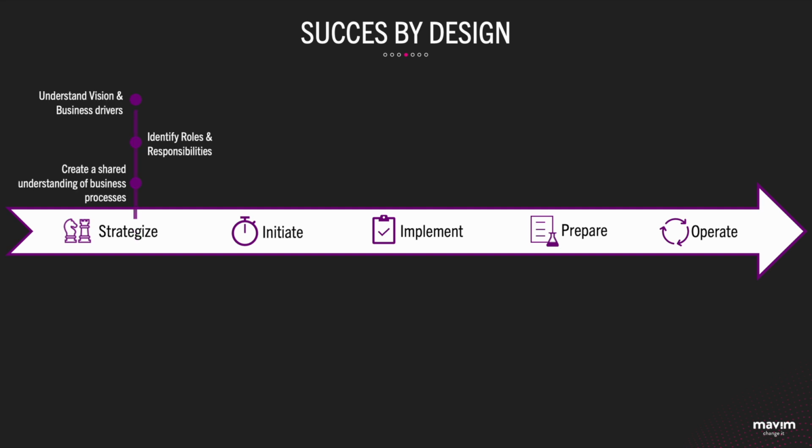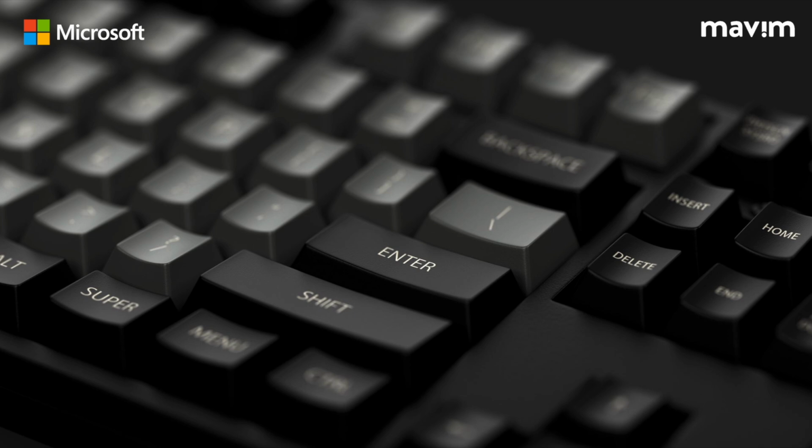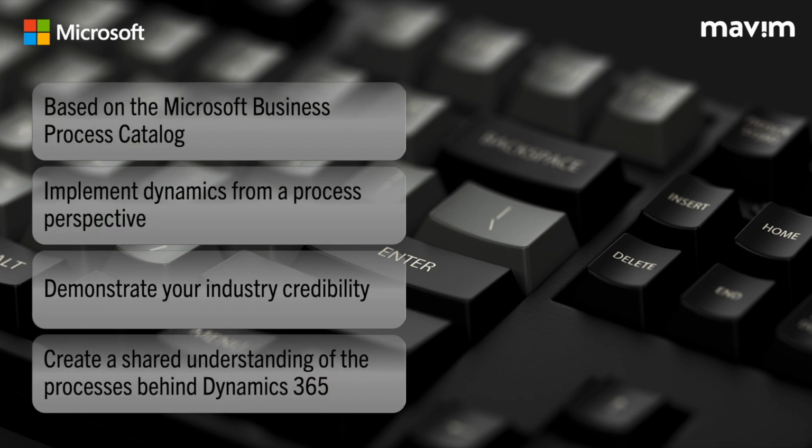In the Strategize phase, partners use Mavim to demonstrate the business process catalog to potential new customers around the implementation of one or more Dynamics 365 applications. Partners can extend the out-of-the-box business process catalog with their own experience, industry knowledge, and specific ISV solutions. This helps partners to talk to their customers from a process perspective.